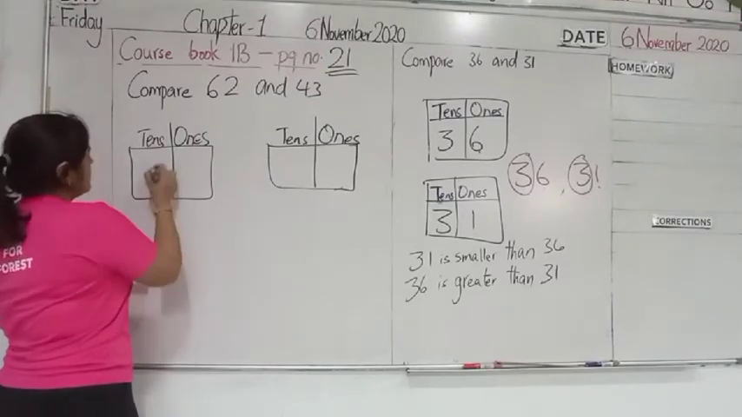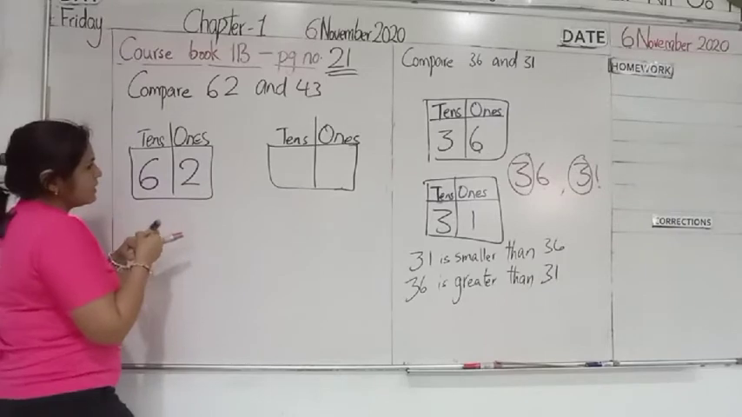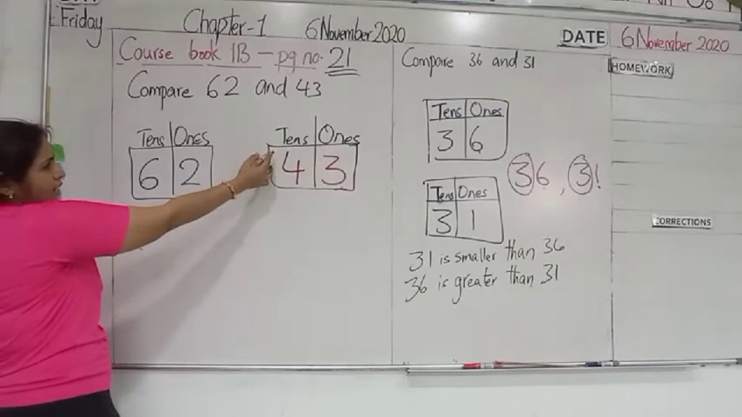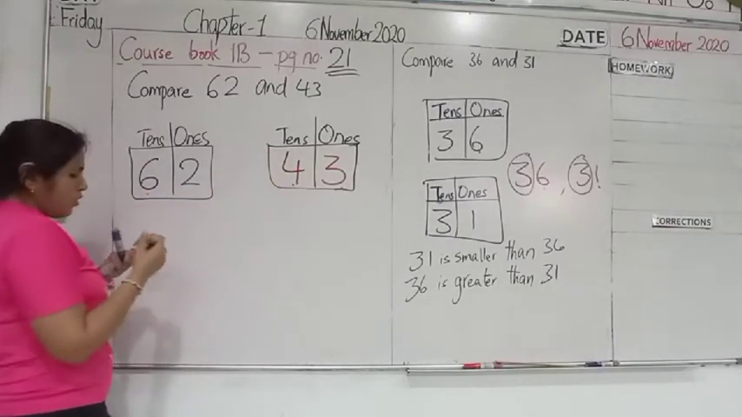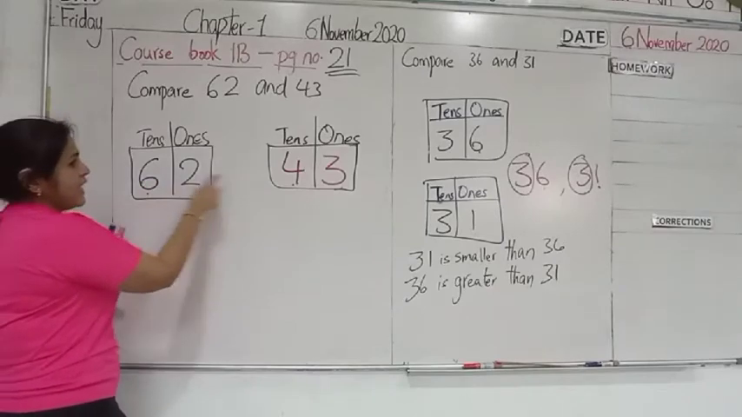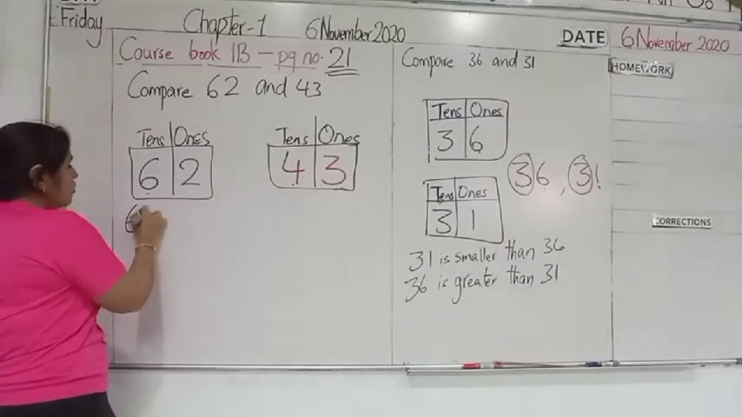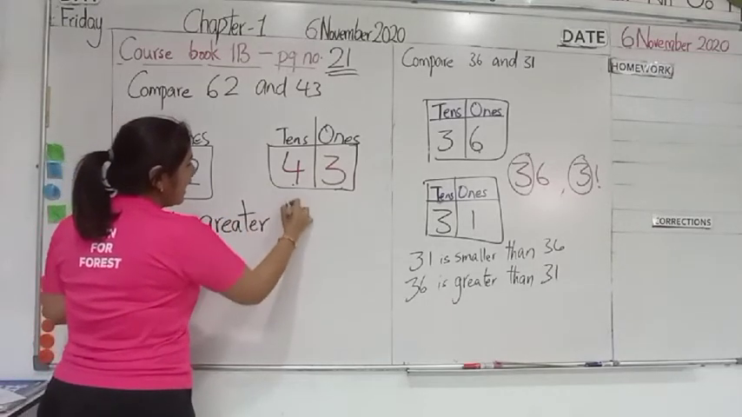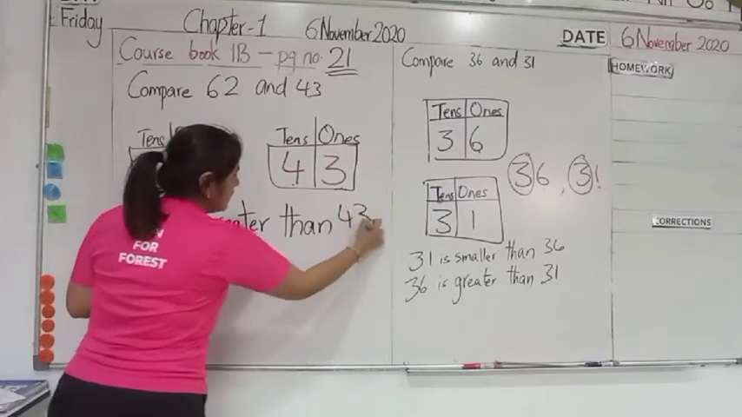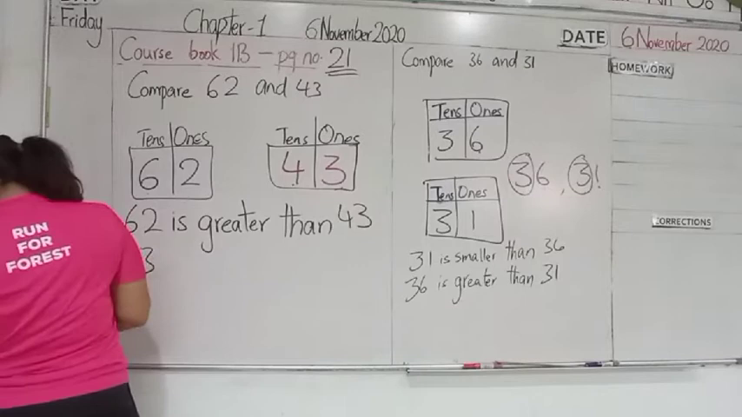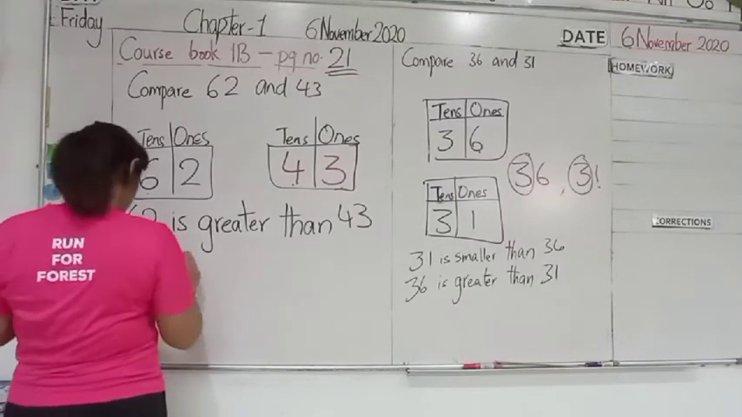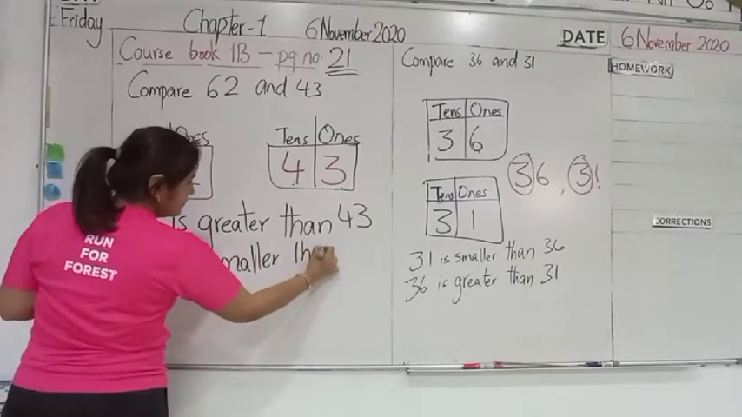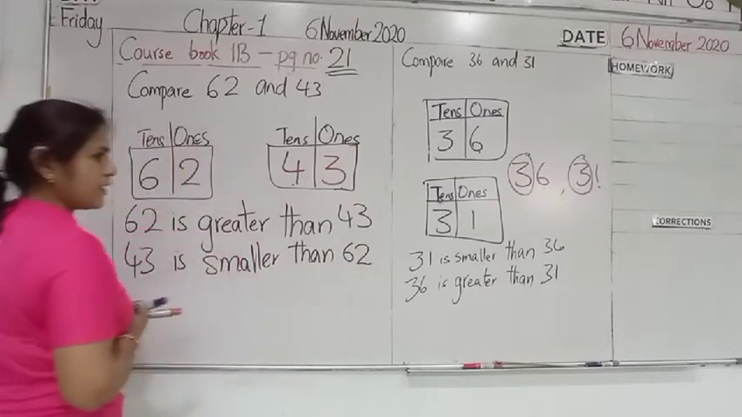Here it is 62 and here it is 43. In tens place, you have 6 and 4. We are comparing between 6 and 4. So 62 is greater than 43. 43 is smaller than 62. Can you see that?